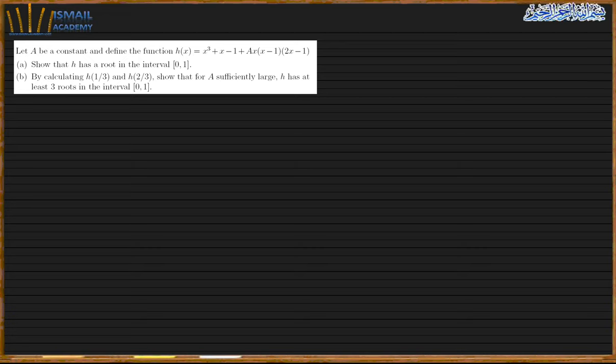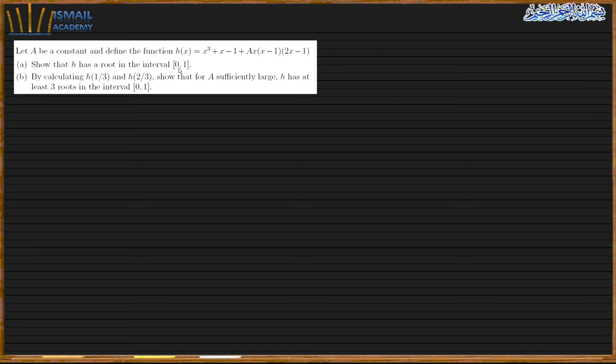So here I'm going to use the intermediate value theorem. We said if the function is continuous, you have to be careful with the hypothesis or the condition. The function must first be continuous. This is a polynomial function because a is just a constant. That means the function is continuous everywhere on the interval 0, 1.